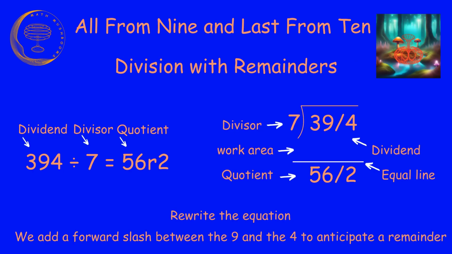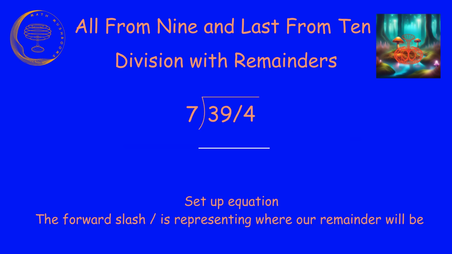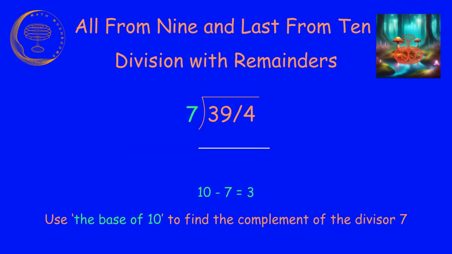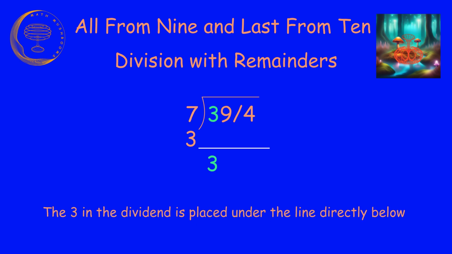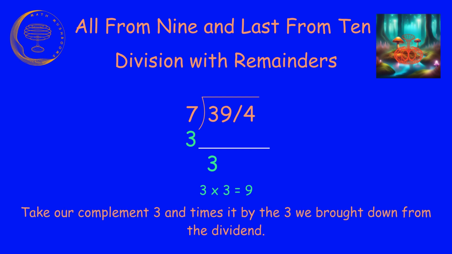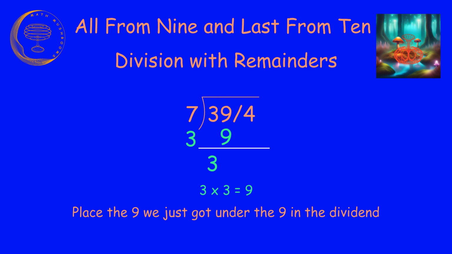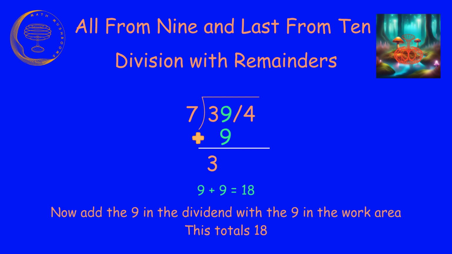We set up the equation by adding a forward slash between the 9 and 4 of the dividend. This is for remainder purposes only. Use the base of 10 to find the complement of 7. 10 take away 7 equals 3, making 3 our complement. Place this 3 under the divisor, 7. Bring down the first 3 of the dividend and place it under the line in our quotient space. Now multiply the complement 3 with the quotient 3, we get 9. Place this 9 in the work area directly under the 9 in the dividend. Add both 9s together, giving us 18.